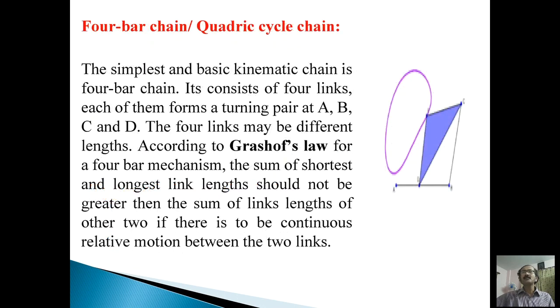Now, 4-bar chain. So what is a 4-bar chain? Quadric cycle chain. The simplest and basic kinematic chain is the 4-bar chain. It consists of 4 links, each of them forming a turning pair A, B, C and D. The 4 links may be of different lengths. So according to Grashof's law, for a 4-bar mechanism, the sum of the shortest and longest link lengths should not be greater than the sum of the other 2 link lengths if there is to be continuous relative motion between the 2 links.